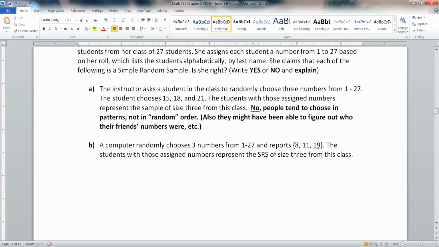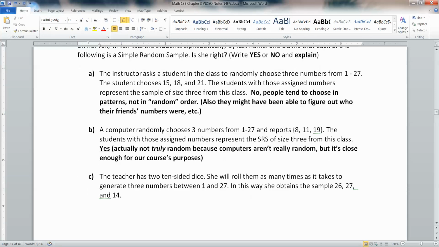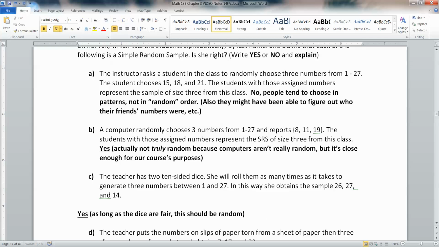What about having the calculator do it, just like we just did, a computer or a calculator? And the answer to that is mostly. So it isn't really random. If you take a computer science class, you find out that getting a computer to actually be random is extremely difficult. But for our purposes in our course, it's close enough. We will consider this random. So when the calculator does that, that's random. If a computer does it, we consider that to be random.